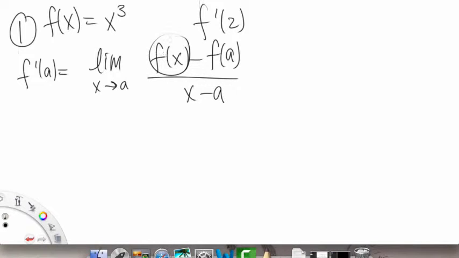Okay, so what we have to find is, so we already have our f of x, right? We can just plug in an x to the third. What's our f of a? And what is a, anyways? So our a is given by the problem. A is equal to 2, okay? So we can just plug in a 2 for this a.